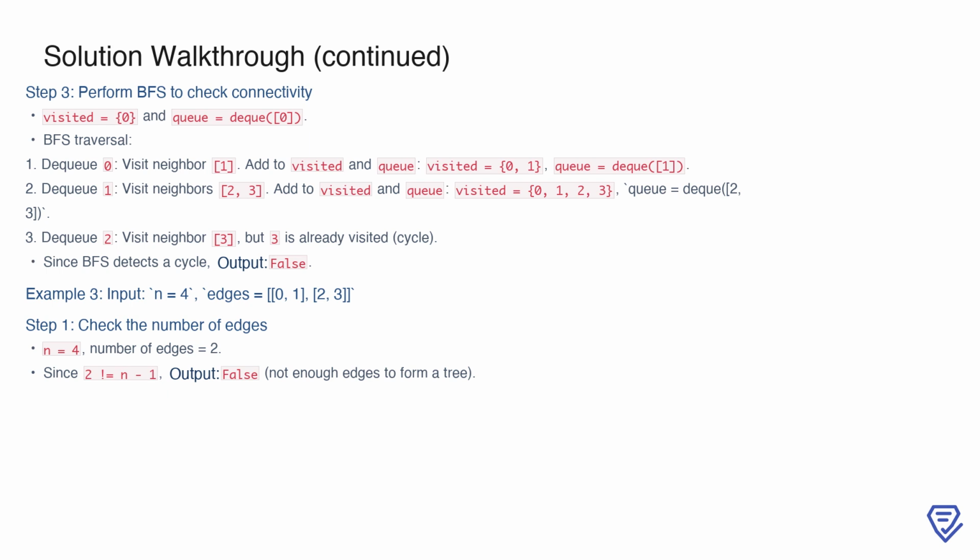Here, the number of edges is just 2, which is less than n-1. Since there aren't enough edges to connect all the nodes into a single connected component, the graph cannot be a tree. The output is false.